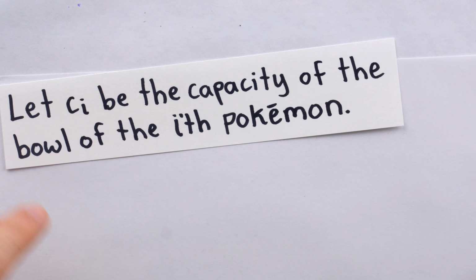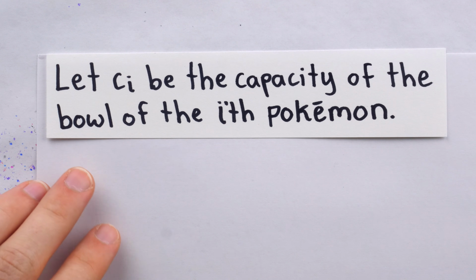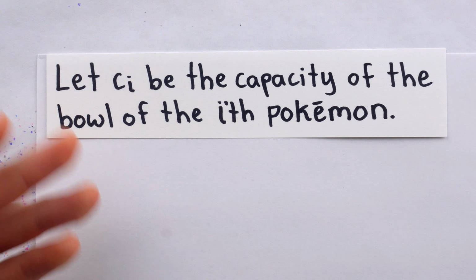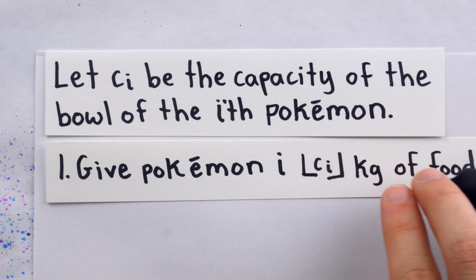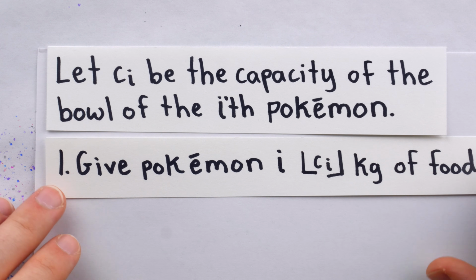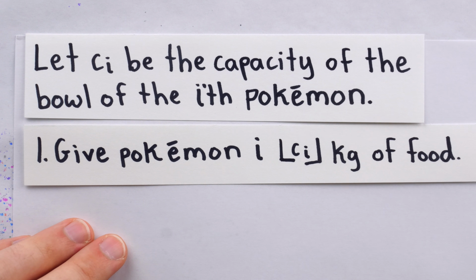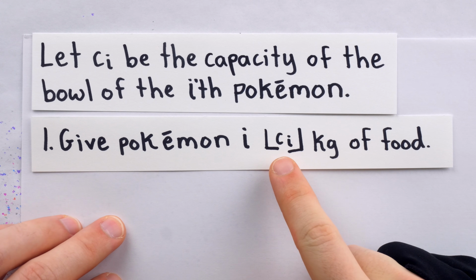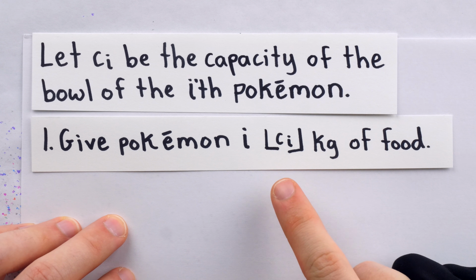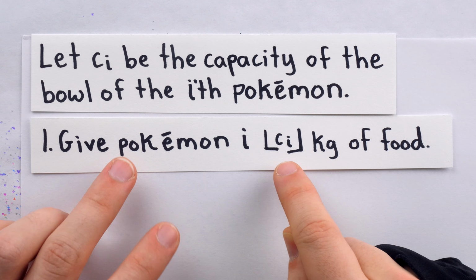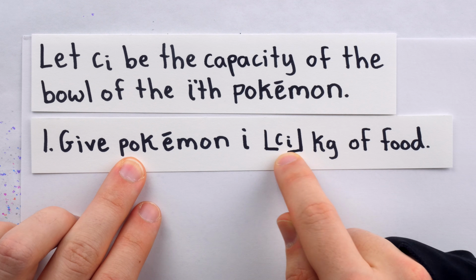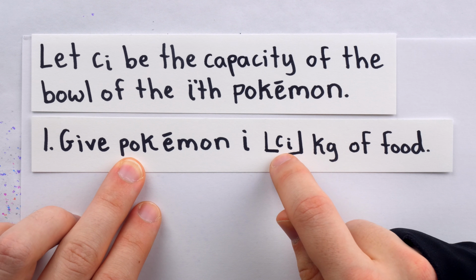So then now, beginning to describe the strategy that actually will solve this problem, again we're letting Ci be the capacity of the bowl of the ith Pokemon. Step 1 of this strategy is going to be to give Pokemon i the rounded down capacity of the bowl. Whatever their bowl's capacity is, rounded down. That's what this notation is. It's the floor function, it just rounds the capacity down.